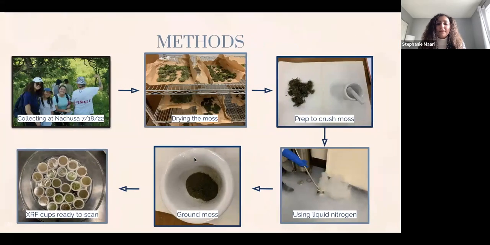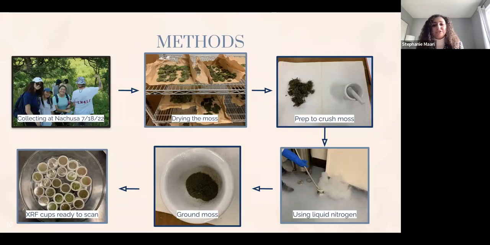As for our methods, we did collect, so that's a picture from our big botany department collection from Nachusa. We brought all of the samples back to the Field Museum and we put them in a dehydrator for about an hour and a half, and then we dried them, removed all of the soil and excess dirt from them.